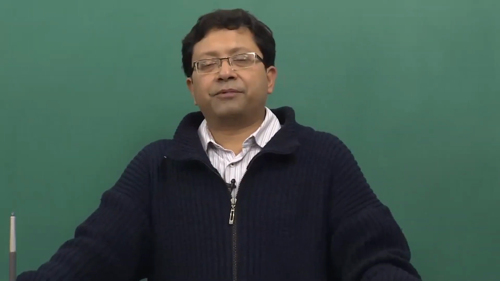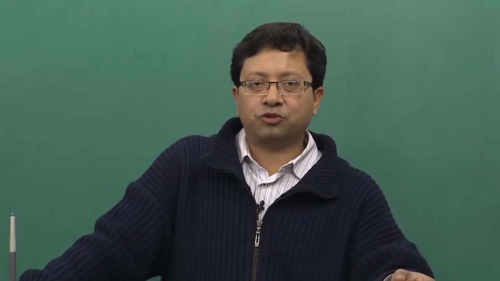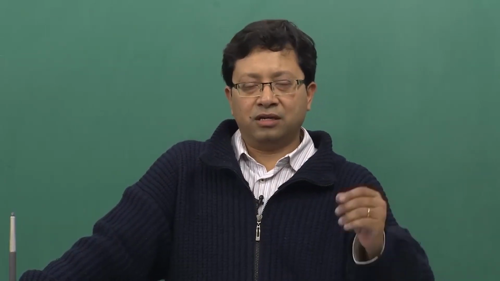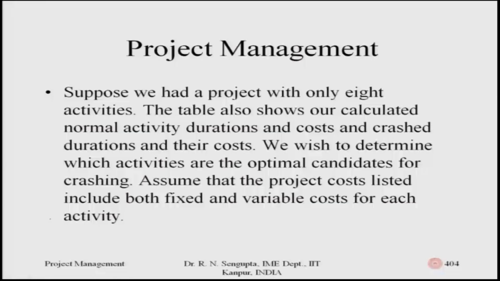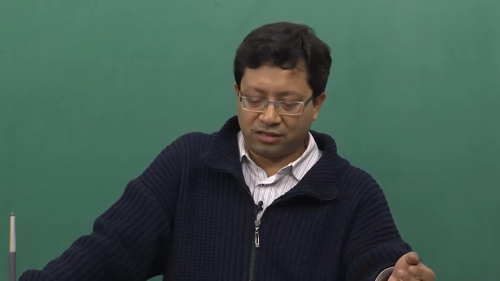So, now before discussing further problems, I will just go into some more theory and conceptual ideas. With that statement I will start the discussion. Suppose we had a project with only 8 activities. The table also shows our calculated normal activity duration, the cost, and the crash duration and their respective costs. So, this is exactly the problem which you have done. I am trying to explain with a different problem, not complicated, but a different type of problem, with all its nitty-gritties and niceties.